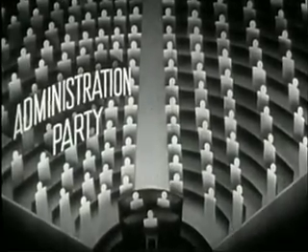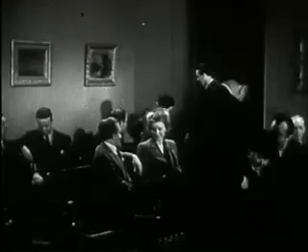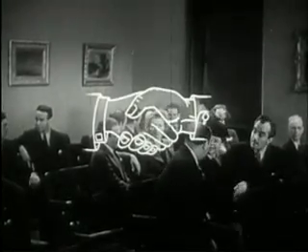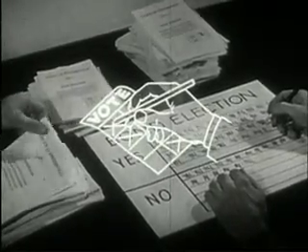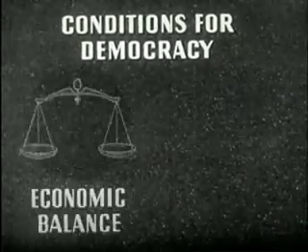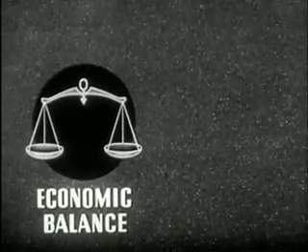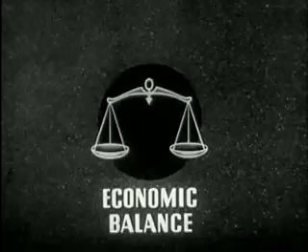A strong opposition is made possible by an effective political party system. The two most important signs of democracy, then, are shared respect and shared power. They, in turn, depend on many conditions. Let's consider two of these conditions: economic balance and enlightenment. Economic balance means that the community contains a large middle-income group.